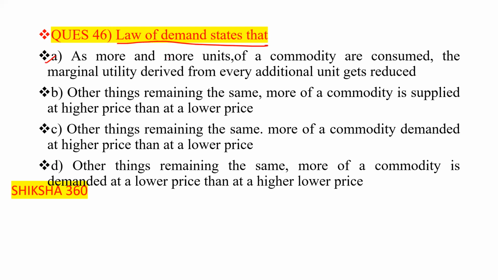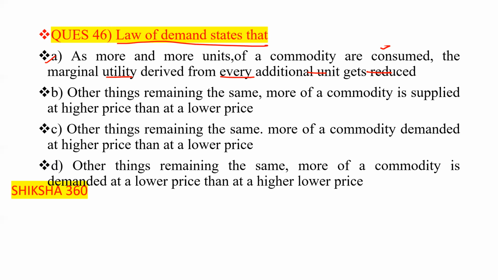First one is, as more and more units of a commodity are consumed, the marginal utility derived from every additional unit gets reduced.